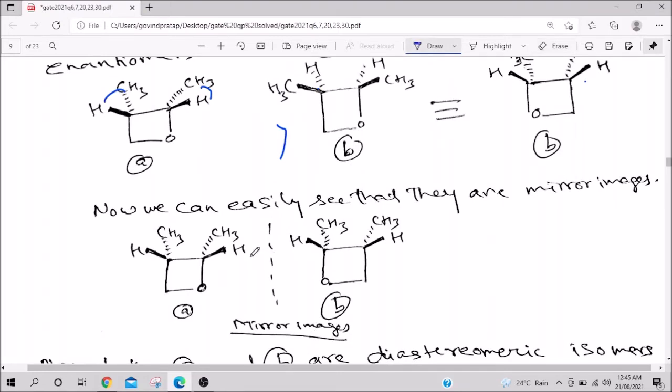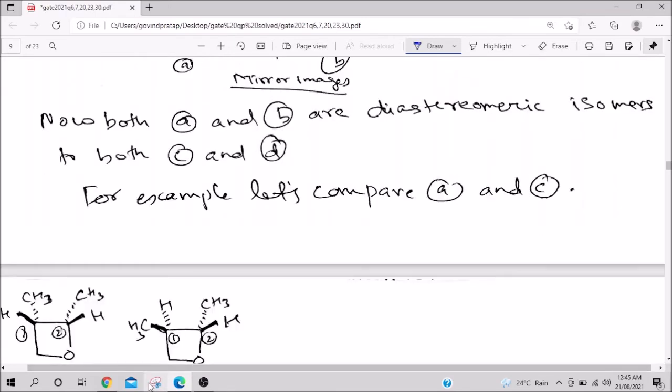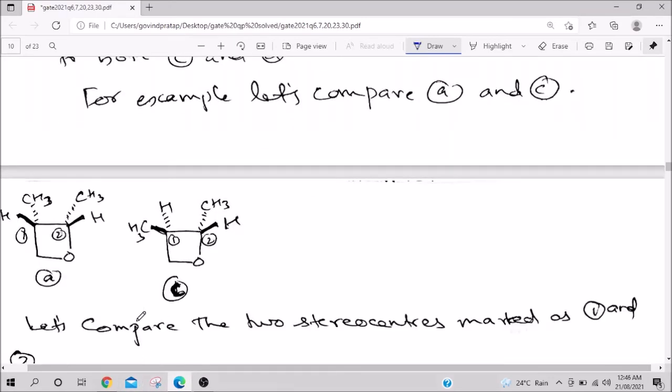Now look between A and B, the flipped part. So what happens when you look at the mirror? What do you see first? You see your nose first, because the nose is projecting out. So this part is projecting out, you are seeing it here, and H is front, so here also it is front. CH3 is behind, so CH3 is behind. In the mirror also you will see that the nose is front and the ear is behind, same. So this part is a mirror image, and this part also exactly the same. So A and B are enantiomers. Similarly, C and D also will be enantiomers.